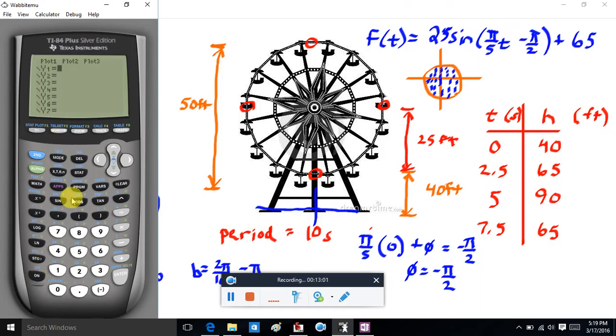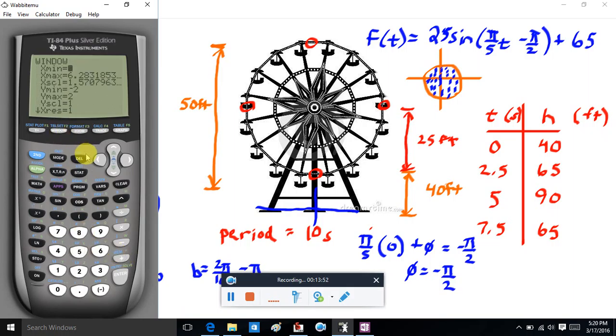We may not have time for this, but let's try it. 25 sine of pi divided by 5 times t minus pi over 2 plus 65. Now we're going to have to adjust the window.